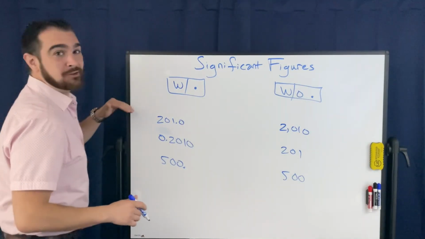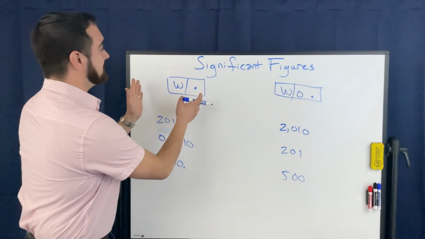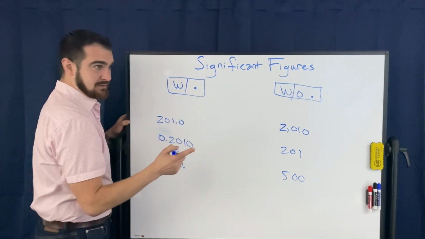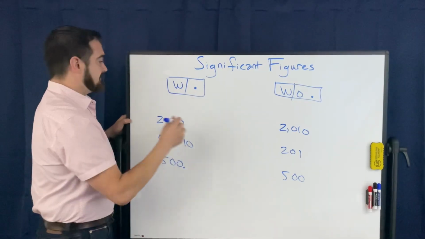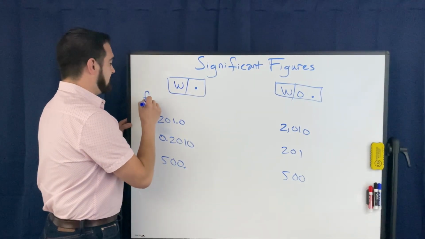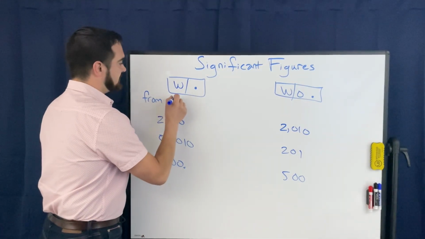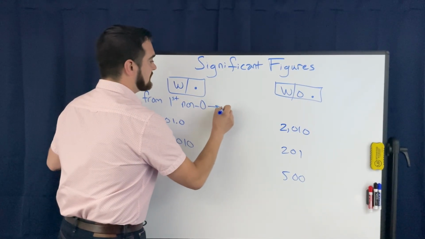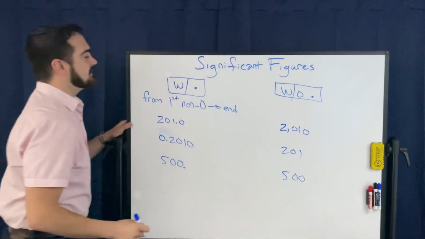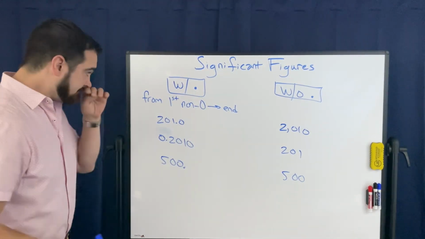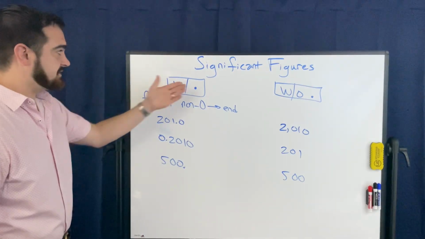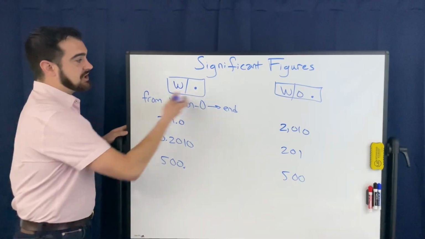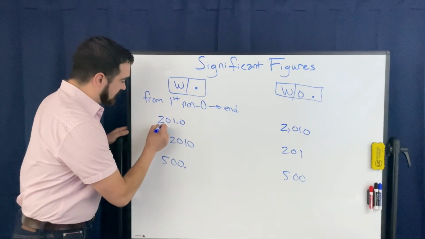So the one and only rule for the scenario of a number that has a decimal point is we start at the first non-zero and count from there to the end. So I'm going to say from the first non-zero to the end. So let's see what that looks like. So over here, we go from the first non-zero. Well, 2 is not a 0, so that's where I start. And I just go until the end.